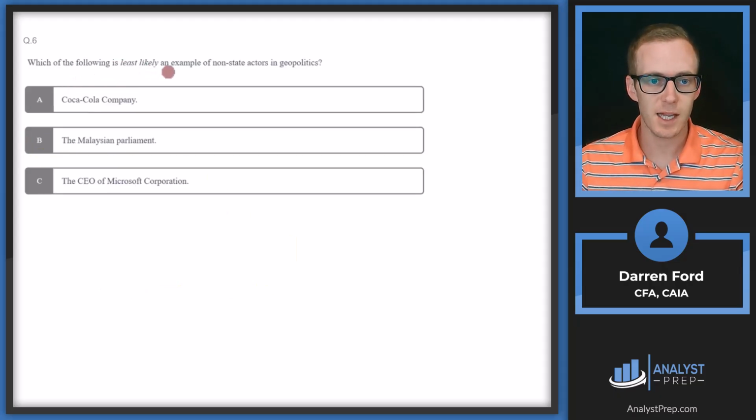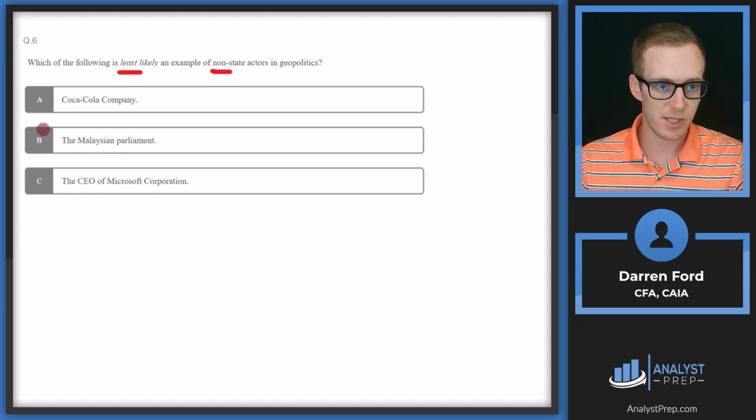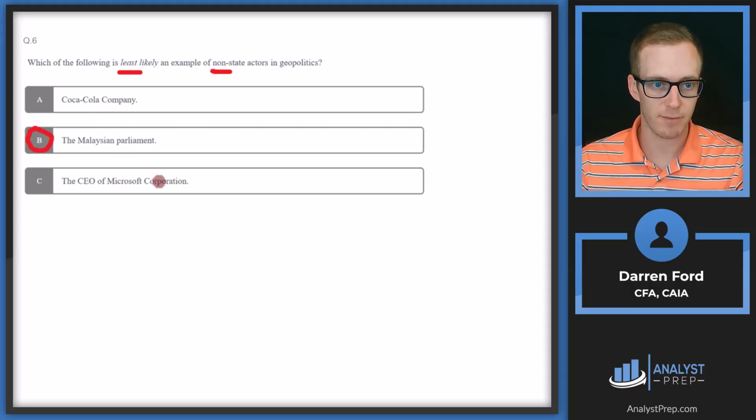Which of the following is least likely an example of non-state actors in geopolitics? So least likely, so we're looking for a state actor, because we'll have two non-state actors and one state actor. So we've got A, Coca-Cola, B, the Malaysian Parliament, or C, the CEO of Microsoft. So the one that stands out here is going to be B, the Malaysian Parliament. Coca-Cola and Microsoft, while this one is an individual and this one's a company, these are both going to be non-state actors. They're not part of any country or sovereignty or anything like that.